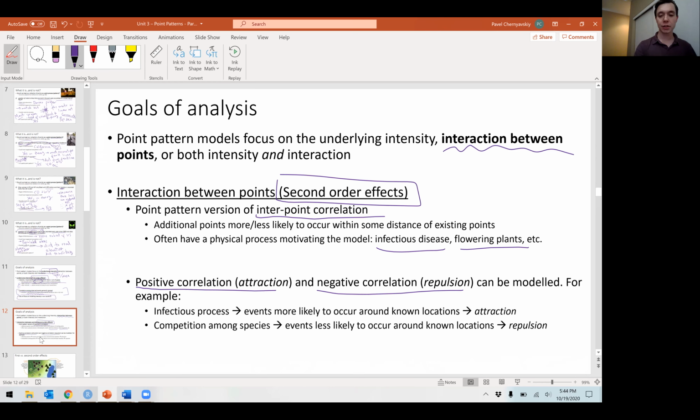And how does negative correlation occur? Well, it's possible if you have competition among species that it happens around trees. If there's a particularly tall tree, it will sort of drive away other species of trees around it. And so that is indicative of a negative correlation. Positive correlation is a clustering. It's an attraction. There is something that encourages new events to happen around old events, as opposed to repulsion, where when you have an event, chances are reduced that you will have another event around it.